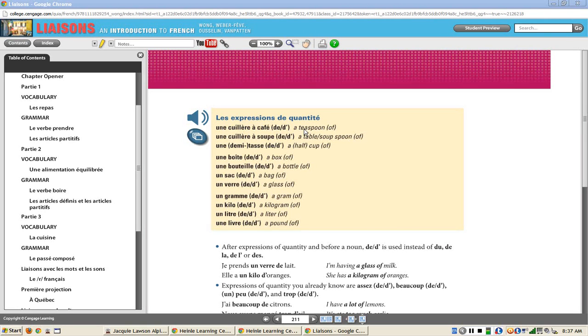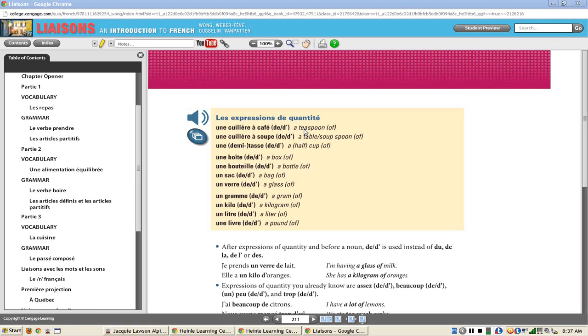For teaspoon, une cuillère à café. Une cuillère is a spoon. And when you look at your measurement spoons in France, you have un CAC. Une cuillère à café, as opposed to une cuillère à soupe. A tablespoon is what we call it. But really, it translates to a soup spoon in French, une cuillère à soupe. They have bigger spoons, obviously, for soup than they do for café, which measures their little sugars.